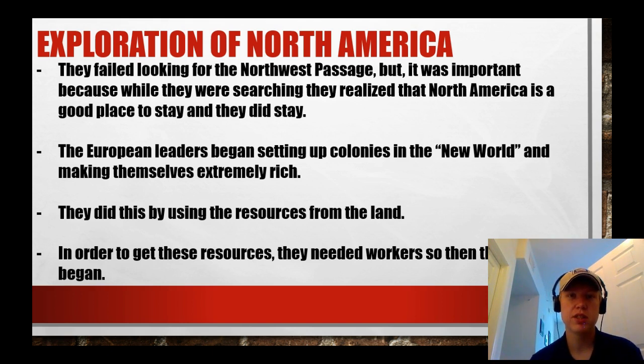And also, European leaders began setting up colonies in the New World and making themselves extremely rich. America didn't have the gold and things that South America and Mexico had, or Africa had, with the diamonds as well, but America had lush ground to grow from, and lots of trees, and tons and tons of resources to make money from. They made money from all these resources that were here. And in order to make that money, they had to rely on the slave trade. So this is where they start bringing slaves to America in order to get these resources and make this money.